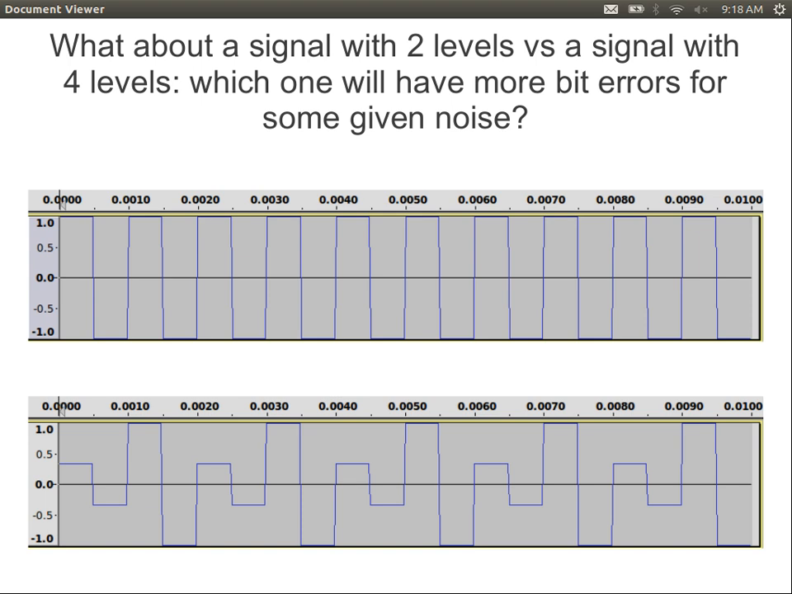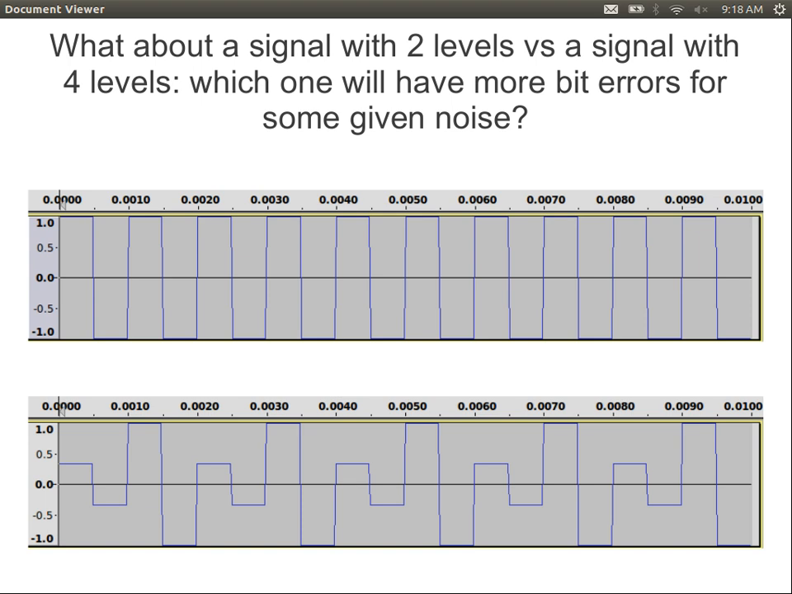So assuming we transmit level 1, if we receive a signal at level 0.5, what's closer, plus 1 or minus 1? Plus 1 is closer. So the closest one, therefore we assume it's this level, which is 0. 0 was transmitted, 0 received, fine.